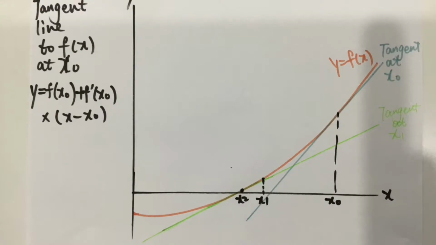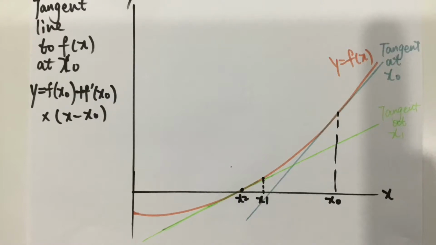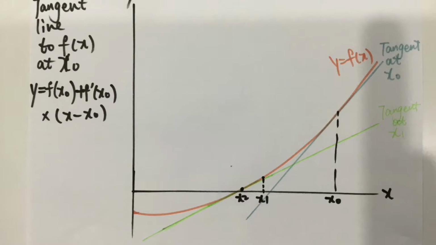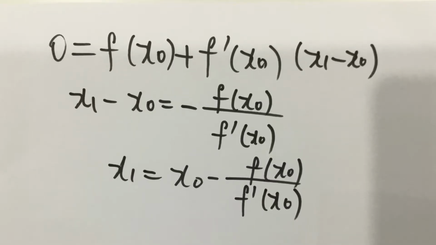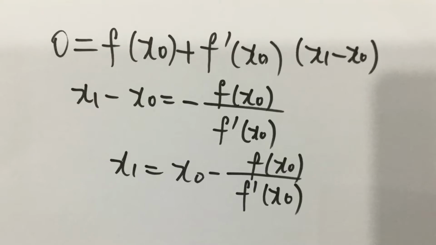So how do we find this point? Well, we know its coordinates are (x1, 0), and we know that it's on the tangent line, so we plug this point into the tangent line and solve for x1 as follows. So we can find the new approximation, provided the derivative is not zero at the original approximation.